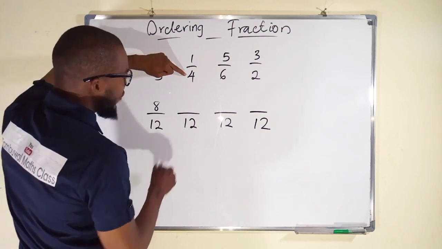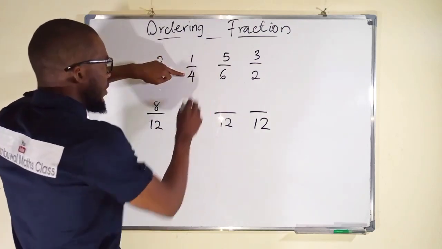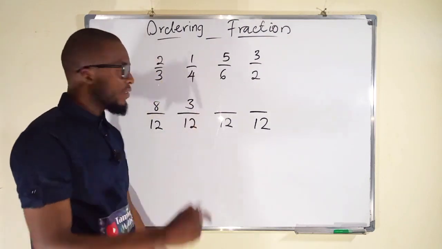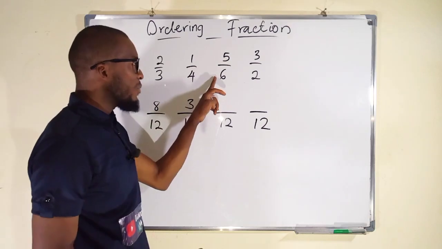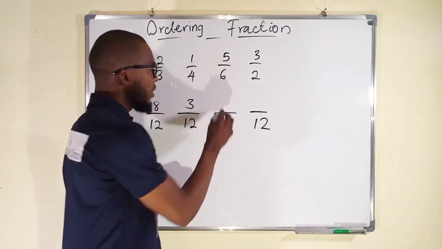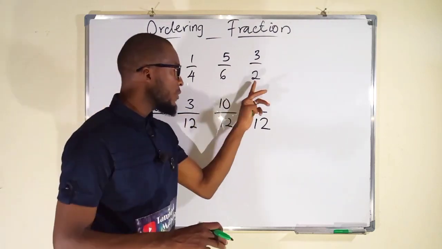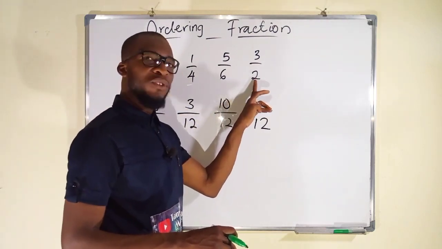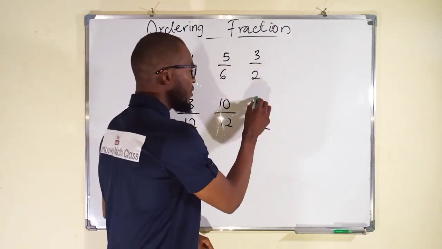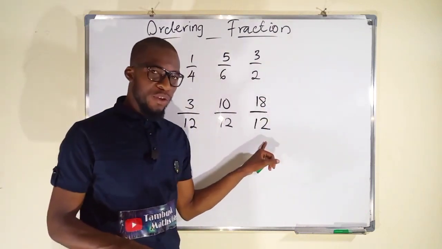We know 3 times 4 is 12. We are going to use that 3 to multiply the top number. 3 times 1 is still 3. So these two are equivalent. 6 times 2 is 12, so we are going to multiply the numerator by 2. 5 times 2 is 10. And for the last one, 2 times 6 is 12, so we say 3 times 6 is 18. Now you can see we have a common denominator.